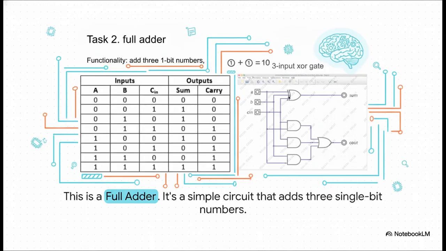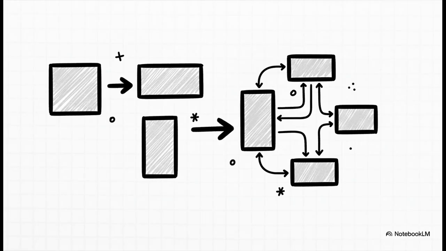It works! And this, right here, is maybe the most powerful idea in all of digital design, modularity. We don't have to start from scratch every single time. Once we've built and tested a simple, reliable component like this full adder, we can basically treat it like a single black box. It's a proven subcircuit that we can now use to build much, much bigger things.